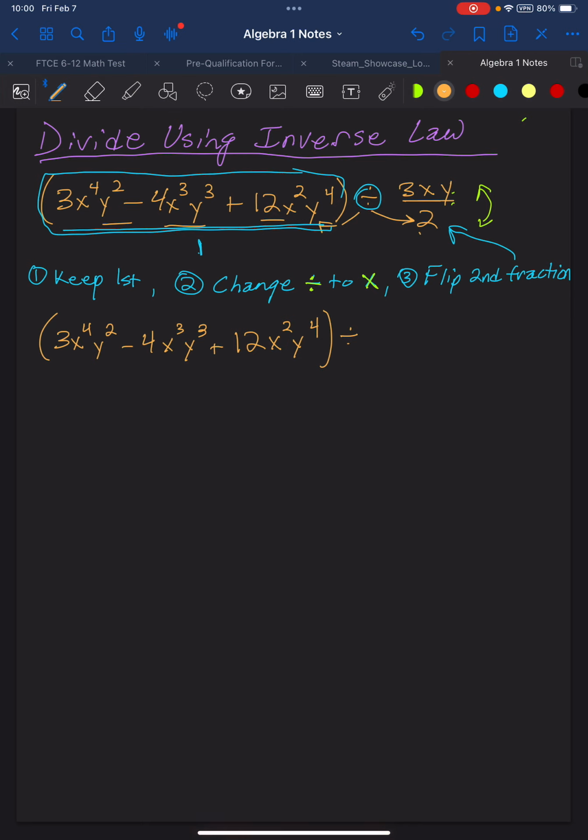All right, so we kept the first fraction. Oh, I forgot something. I messed up. We kept the first fraction. We did step 1. Bam, done. Second step, we got to change our operation. We're not dividing. We got to change it to multiplication.